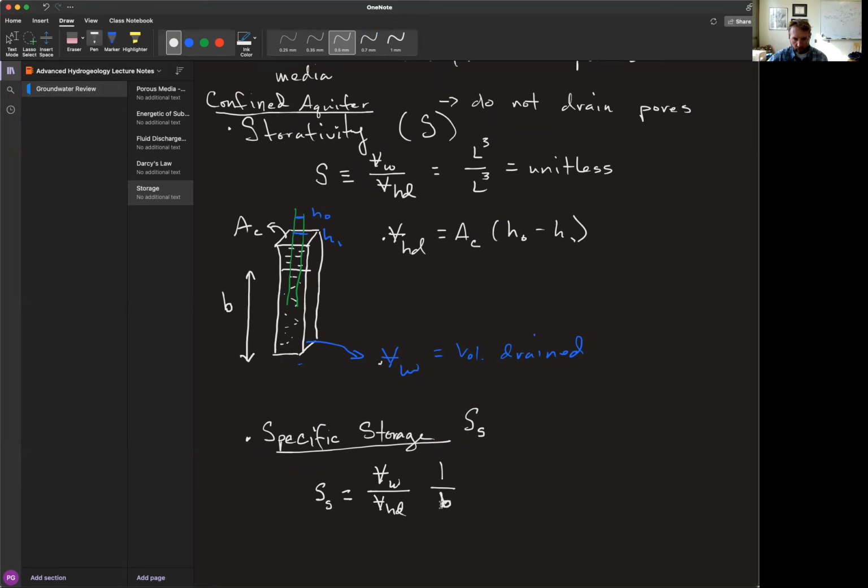All right, and so what this really does is take the storativity and normalize it by the thickness of the aquifer. So we could also write this as the storativity normalized by the thickness of the aquifer. All right, so this is the definition of specific storage. And the units here, well, this one is unitless and we have 1 over length. So the units are 1 over length.